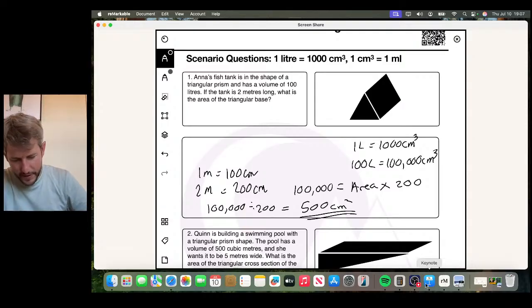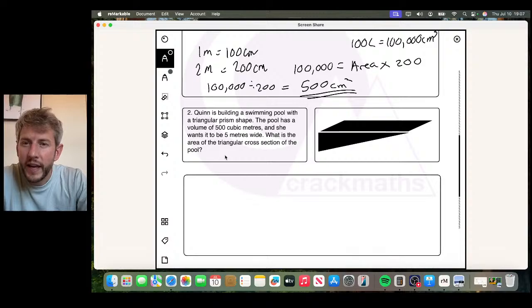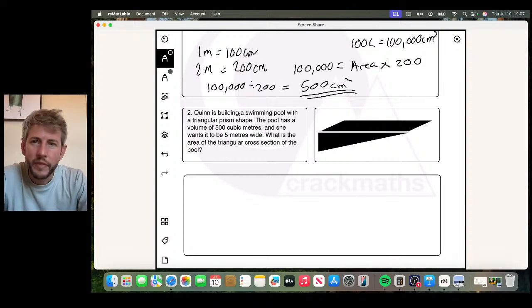Okay, right, here we go. We've got this one here. Quinn is building a swimming pool with a triangular prism shape. The pool has a volume of 500 cubic meters. She wants it to be 5 meters wide. What is the area of the triangular cross section of the pool?